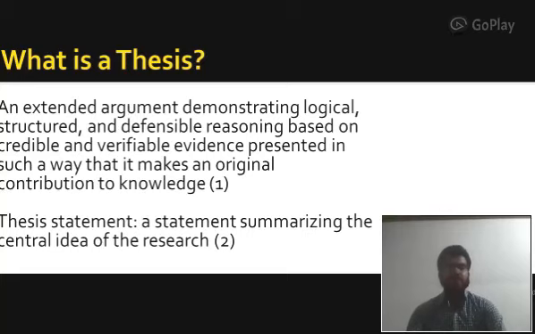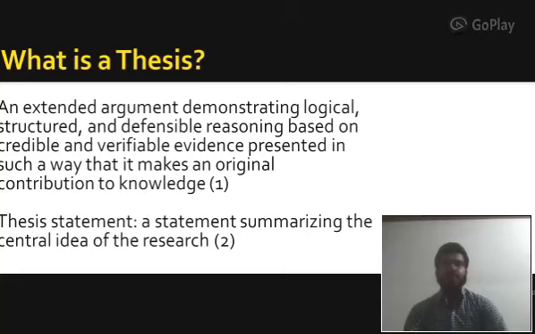Now, this is quite a simplistic explanation of original contribution. I'll be talking in detail about how contribution can be established in research.